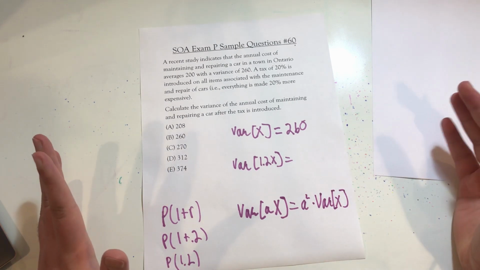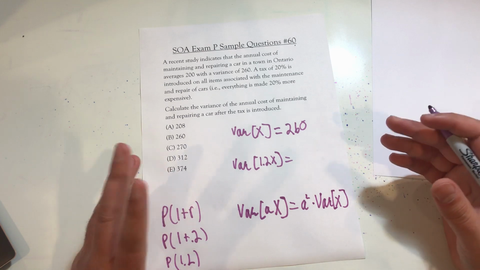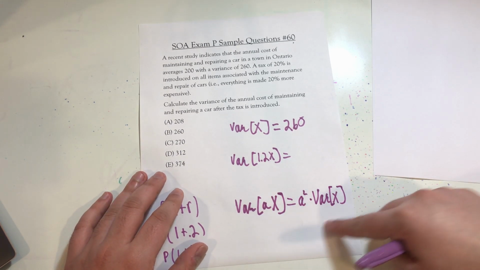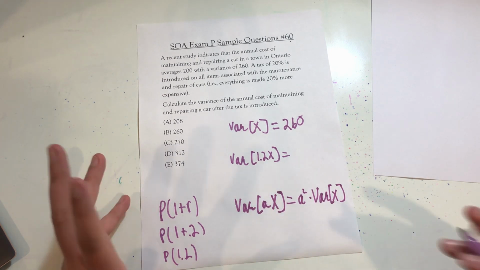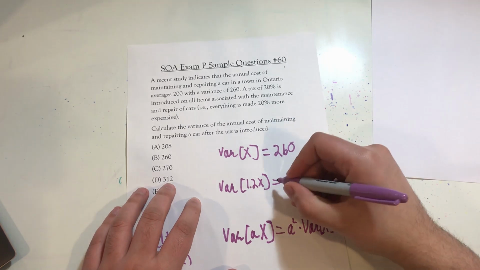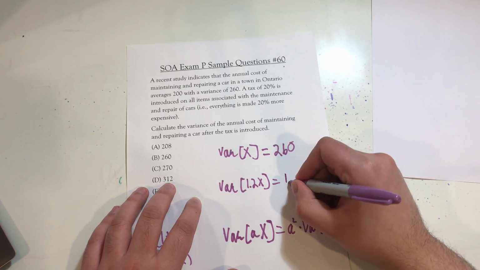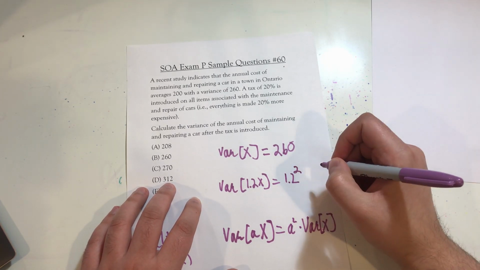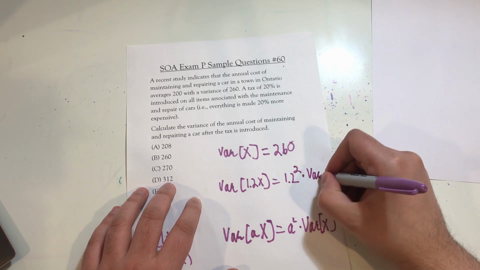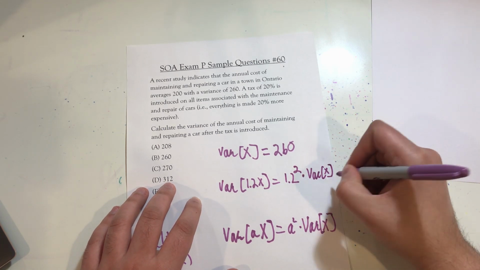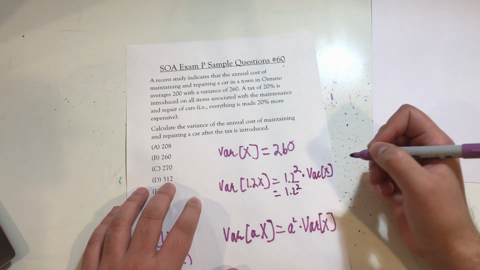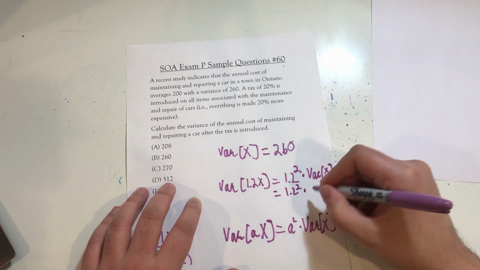There's a reason why this works. You can look up the proof. I'm sure it's in any material you're using to study. But this is a concept you need to be really familiar with for Exam P. I'm going to use it here. I'm going to bring the constant down, 1.2, square it, and multiply it by the variance of X. And that's 1.2 squared. The variance of X, as stated here, is 260.